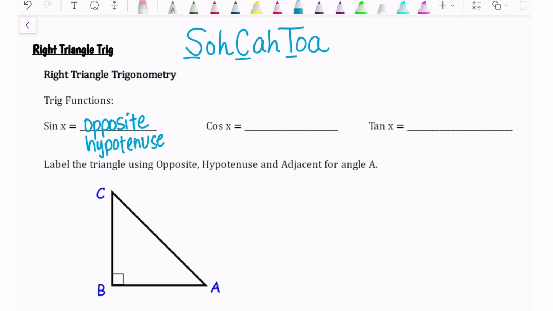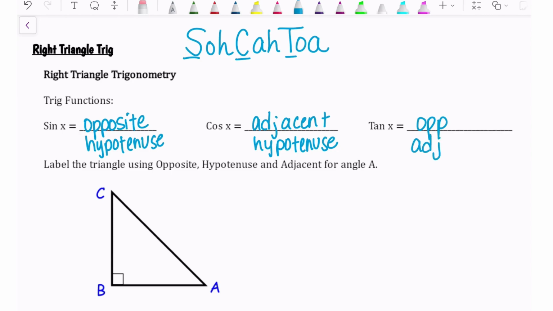And for cosine of an angle, we use the adjacent side over the hypotenuse. And then for a tangent, we use the opposite side over the adjacent. I'm just going to abbreviate here.